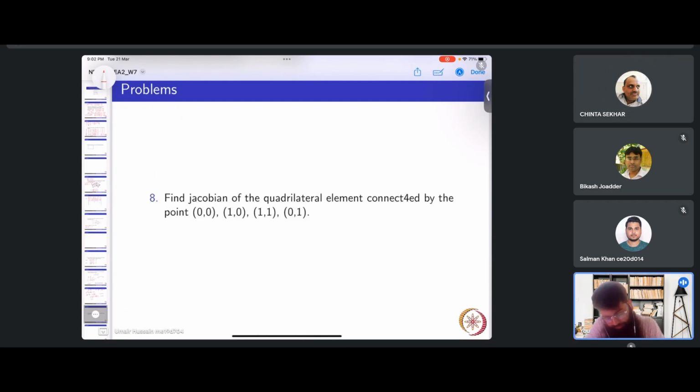Last, the Jacobian. So we are given this quadrilateral. It's basically a square. Connect the nodes: node 1, 2, 3, 4. Node 1 is (0, 0), node 2 is (1, 0), node 3 is (1, 1), node 4 is (0, 1). So find the Jacobian.